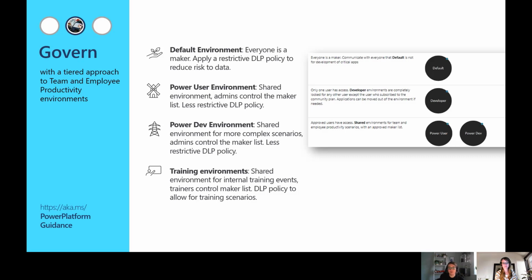This shared environment would have a more permissive DLP policy, but admins control who is a maker in that environment. So you review the connectors that are available based on your advanced maker needs. You document the purpose of that environment very clearly. So you set up a SharePoint site or a wiki where makers can learn about this environment being available to them. And then you will have an automated process in place for makers to request access to that environment.